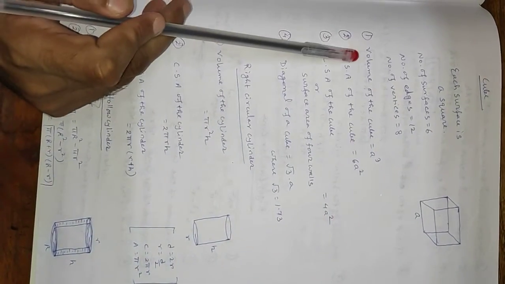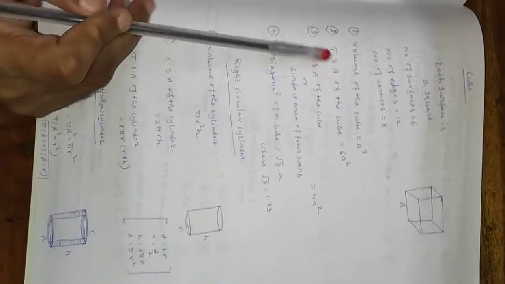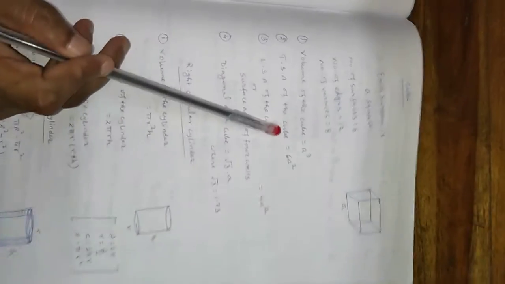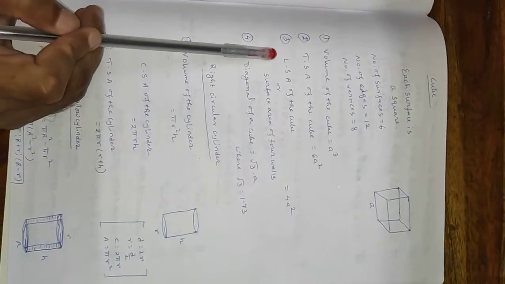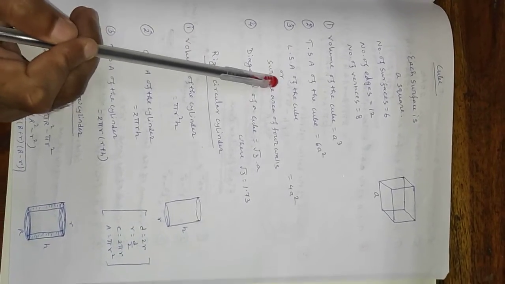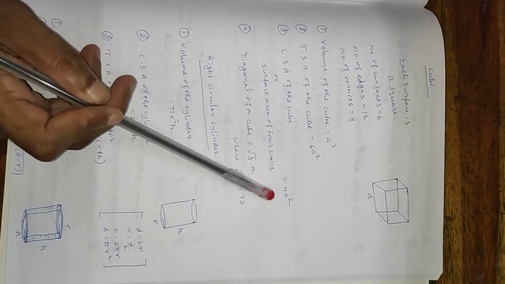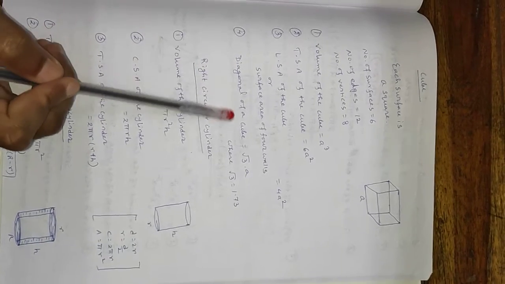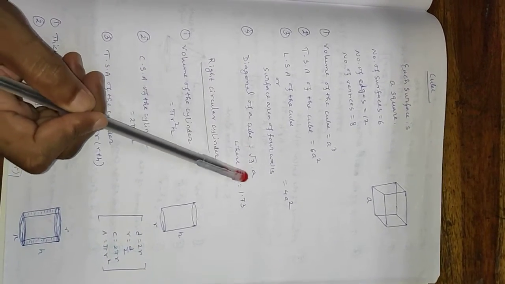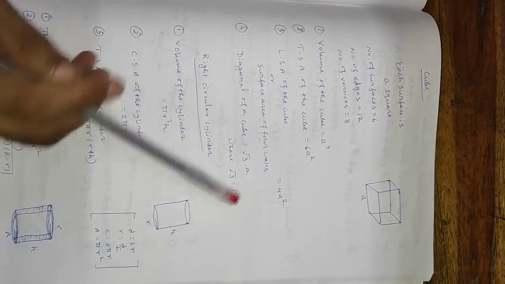That's why your first formula, volume of the cube, A cube. Second formula, total surface area of the cube, 6 into A square. Third formula, LSA of the cube or surface area of 4 walls, 4 into A square. Number 4, diagonal of the cube, root 3 into A, where the root 3 value is 1.73.